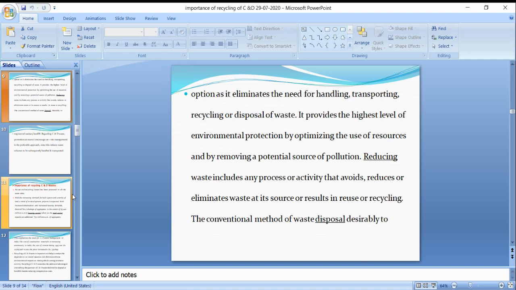Any process or activity that avoids waste, so we have to think, I mean to say, instead of going to get a new thing, if we make our own product at our house itself, then we are reducing the waste from our side only. So it eliminates the waste at its source. For example, if you are going to buy a new bag, instead of buying a new bag, we can make or have our own.